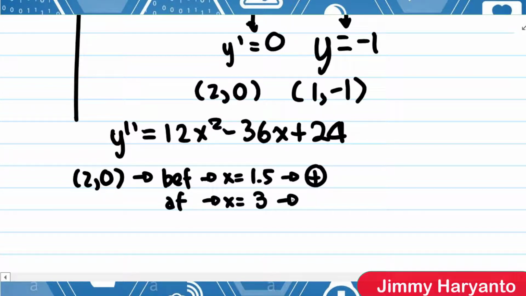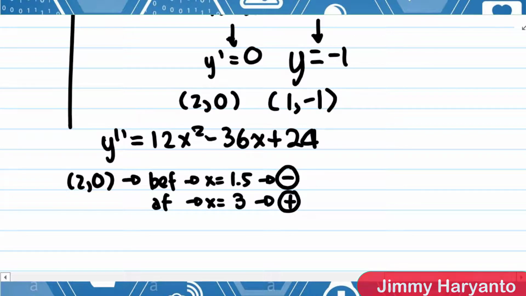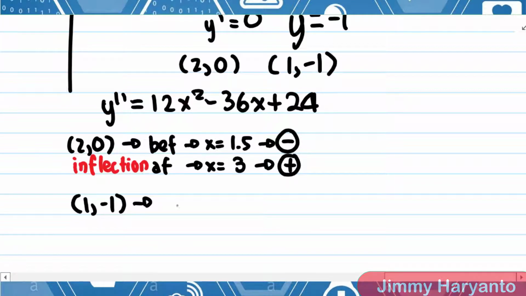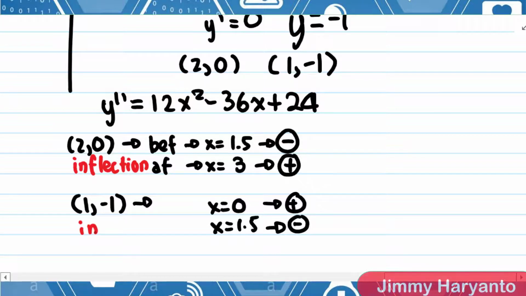And for the 3 it will be, wait, let me calculate this. Oh, I'm sorry guys, for the 1.5 it's negative. For x equals 3 it will be positive. So there is a change of sign. That means this one is an inflection point. And for the next one, (1, -1), the before and after. Before x equals 0, after x equals 1.5. x equals 0 will be positive, 1.5 is negative. There is a change of sign, so this one is also an inflection point.